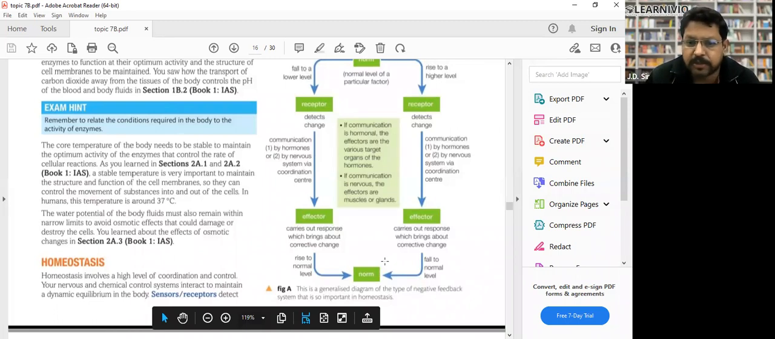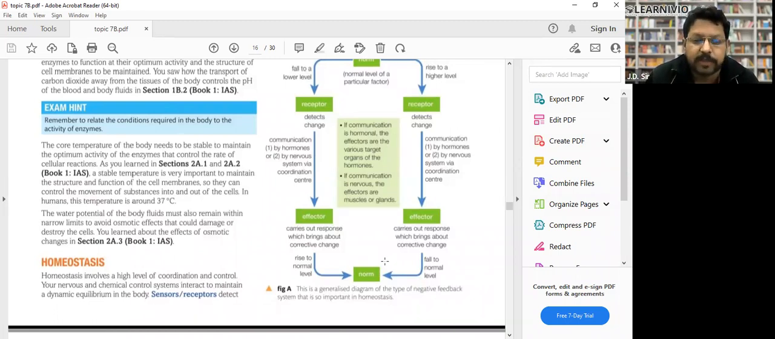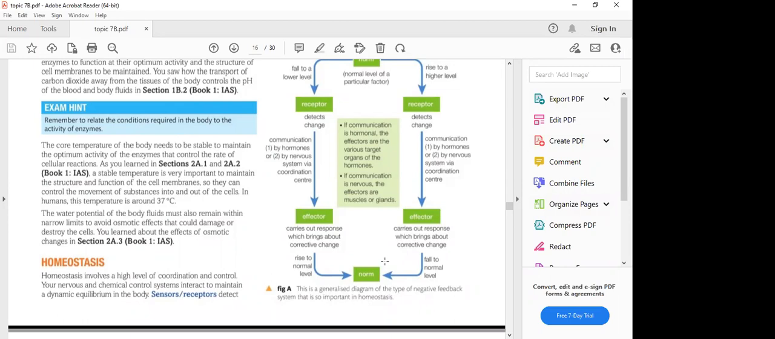Did you get it, or should I explain much more with the help of an example? Did you understand or not? I can explain with the example.